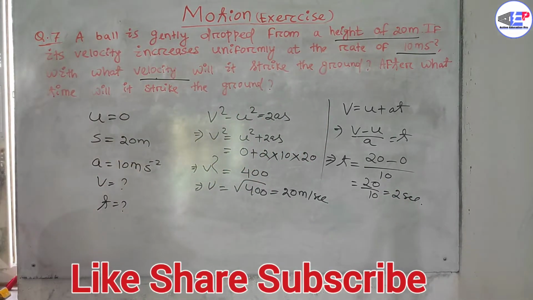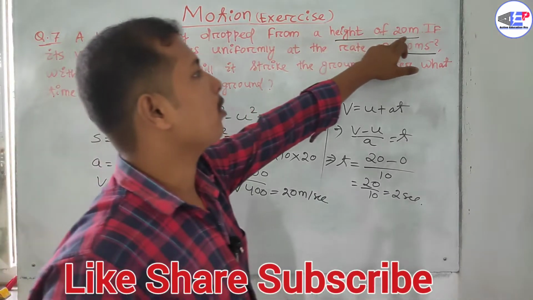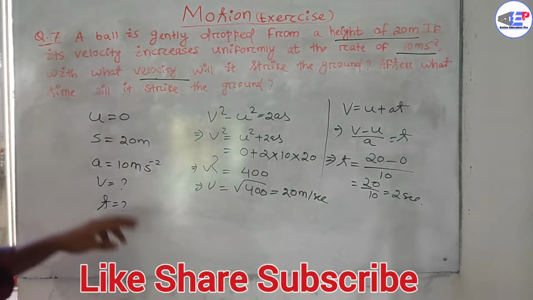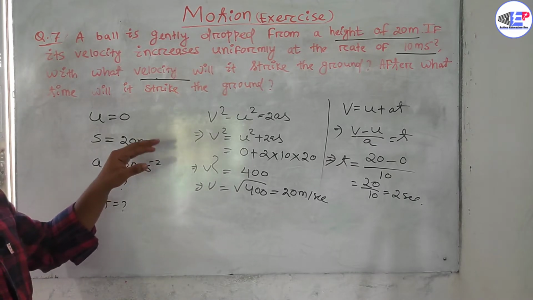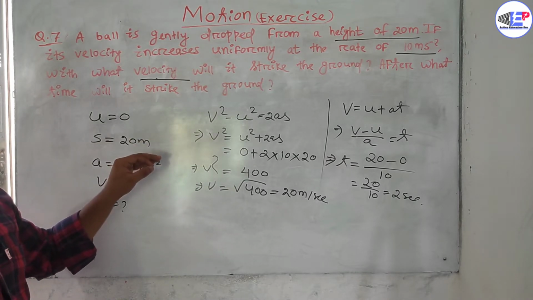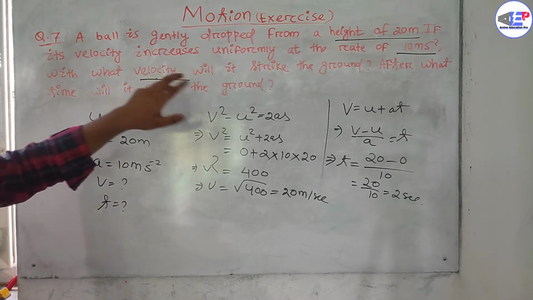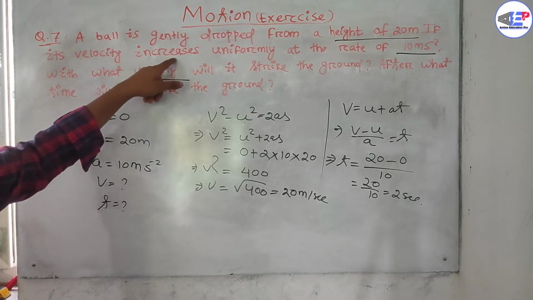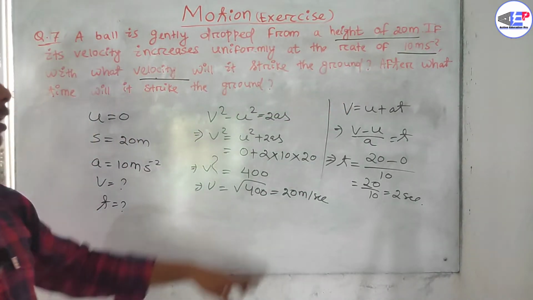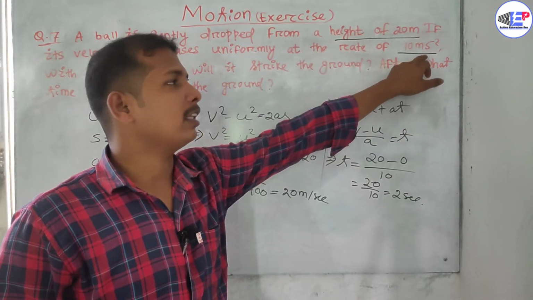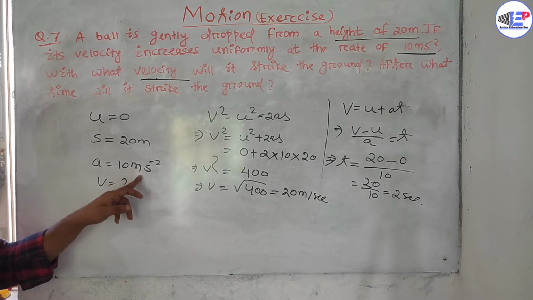I am repeating. The question here is given that a ball is dropped from a height of 20 meter. That means the distance s will be equal to 20 meter. As when the ball is dropped, it is at rest, that means its initial velocity u will be equal to 0. Then it is given that its velocity increases uniformly at the rate of 10 meter per second square. That means it is the acceleration. So acceleration a is 10 meter per second square.